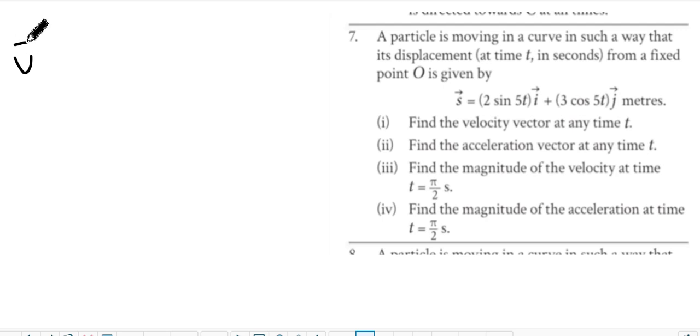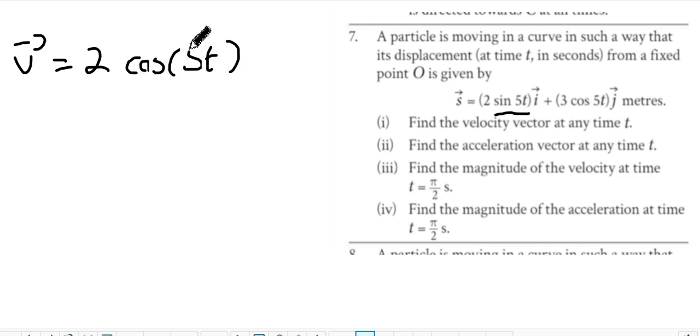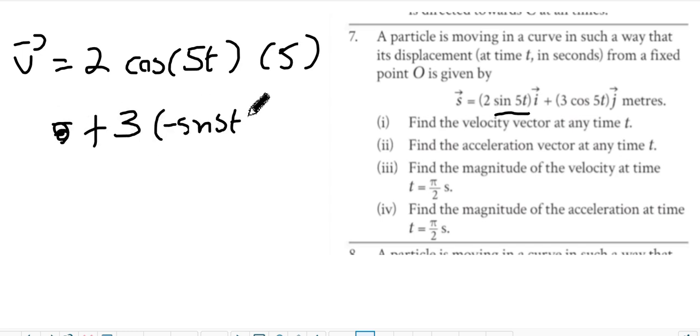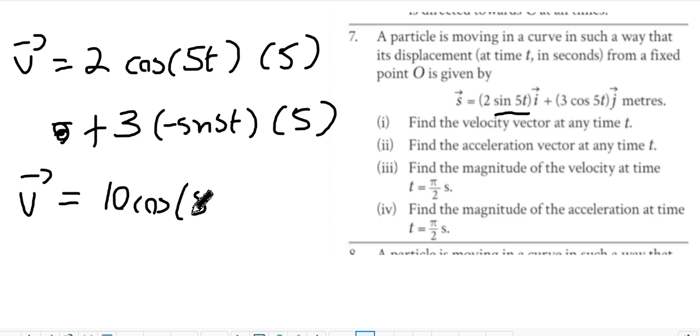So, we're going to leave the 2 alone, but what does sine turn into? Yeah, so it turns into cos 5t, yeah? But then there's a hidden part. Differentiate the angle to get 5. And then we'll do the other one while we're here. 3 minus sine 5t multiplied by 5, because we differentiate the angle as well. So I'll be happy that the velocity vector is 10 cos 5t minus 15 sine 5t.